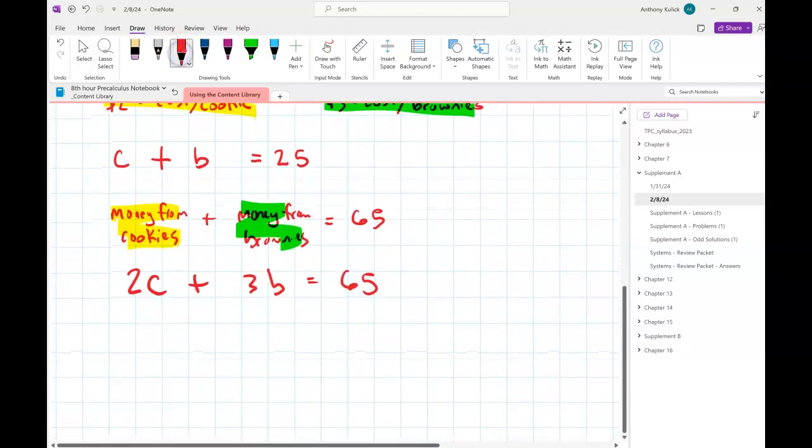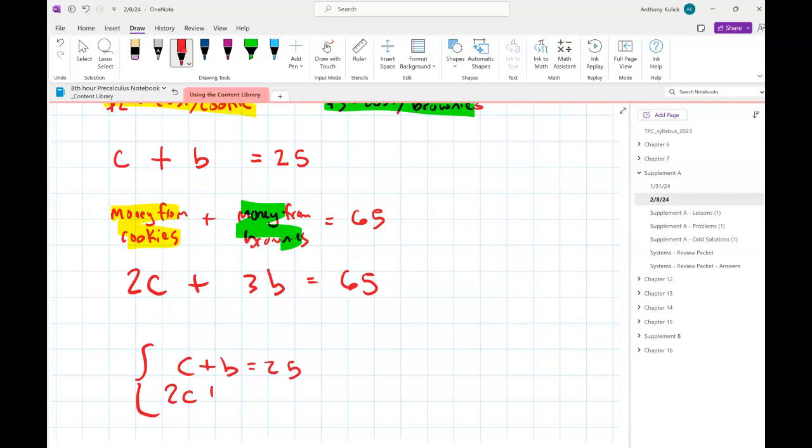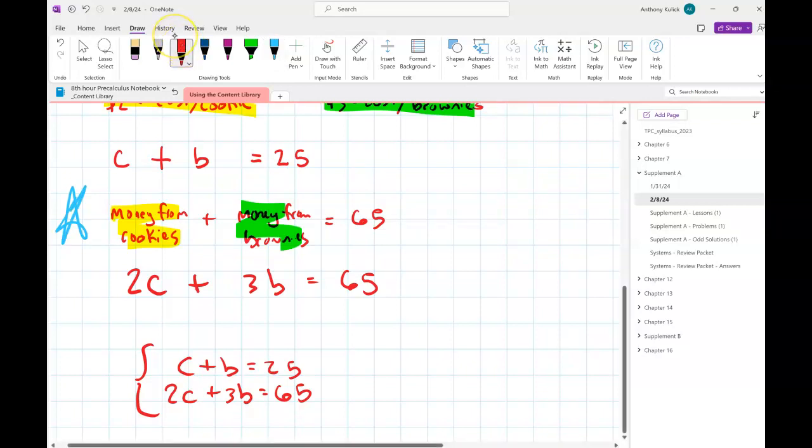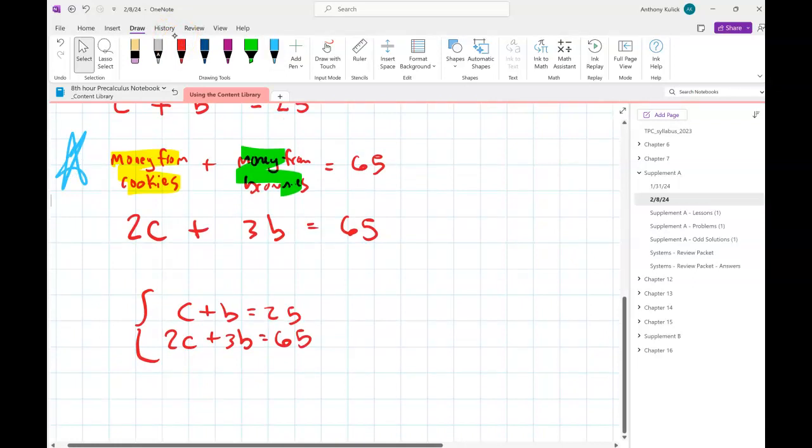So there's my system. Everybody cool with how I've generated the system from the words? I think it's often pretty helpful to do something like this where you write out in words what's going on and then try to turn it into symbols. You know, it can be a helpful intermediate step. Solve this system. What do you want to do?